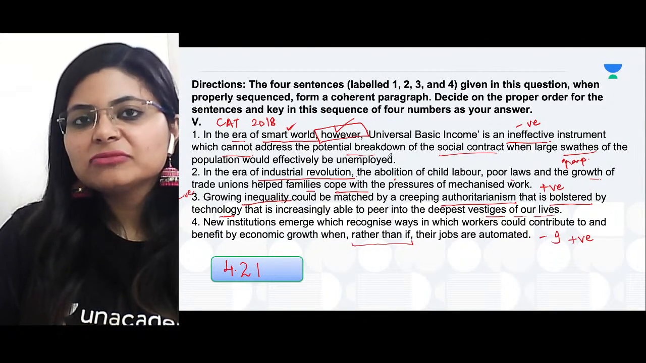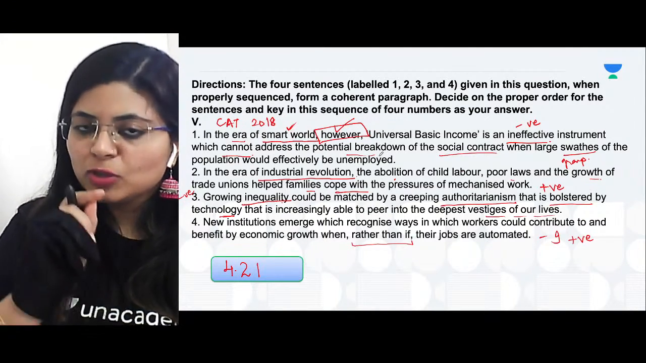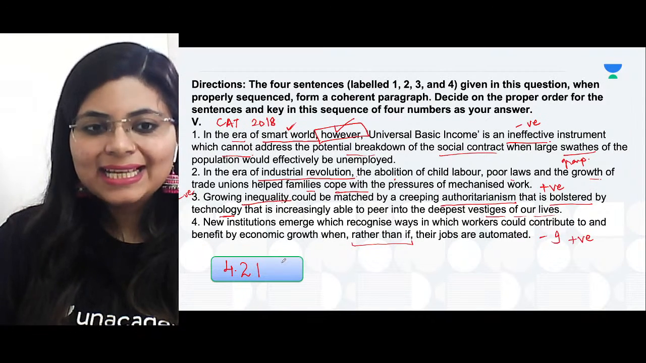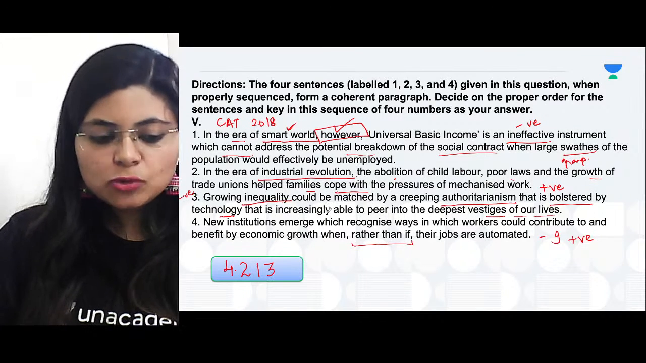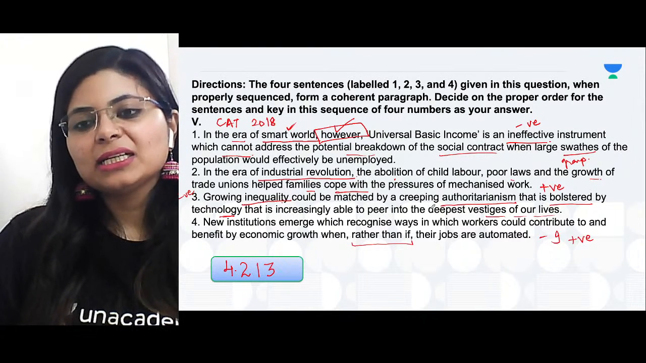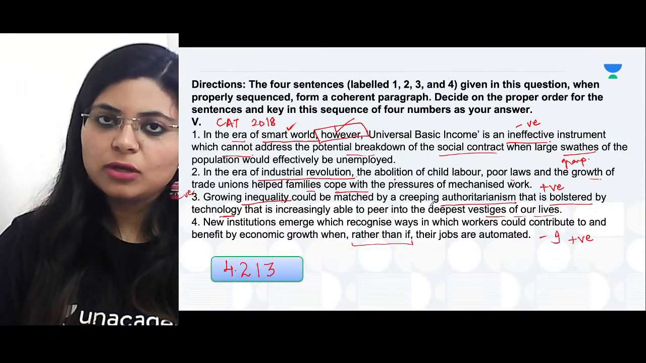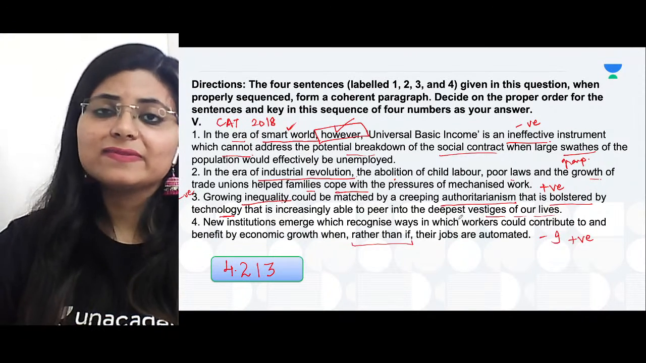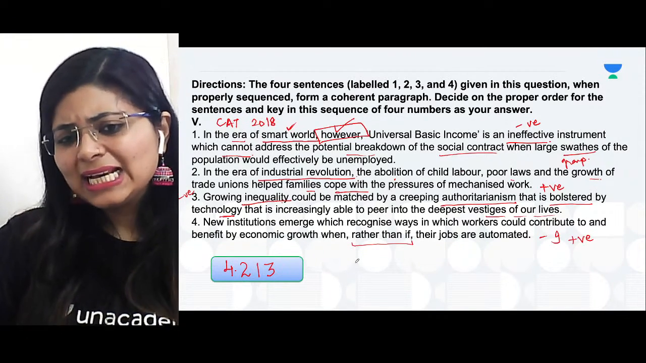Universal basic income is not enough. सबको थोड़ा थोड़ा पैसा दे दिया is not enough because then people are also unemployed. And then finally, growing inequality could be matched by a creeping dictatorship that is boosted by technology and the government enters our lives. So 4 2 1 3.